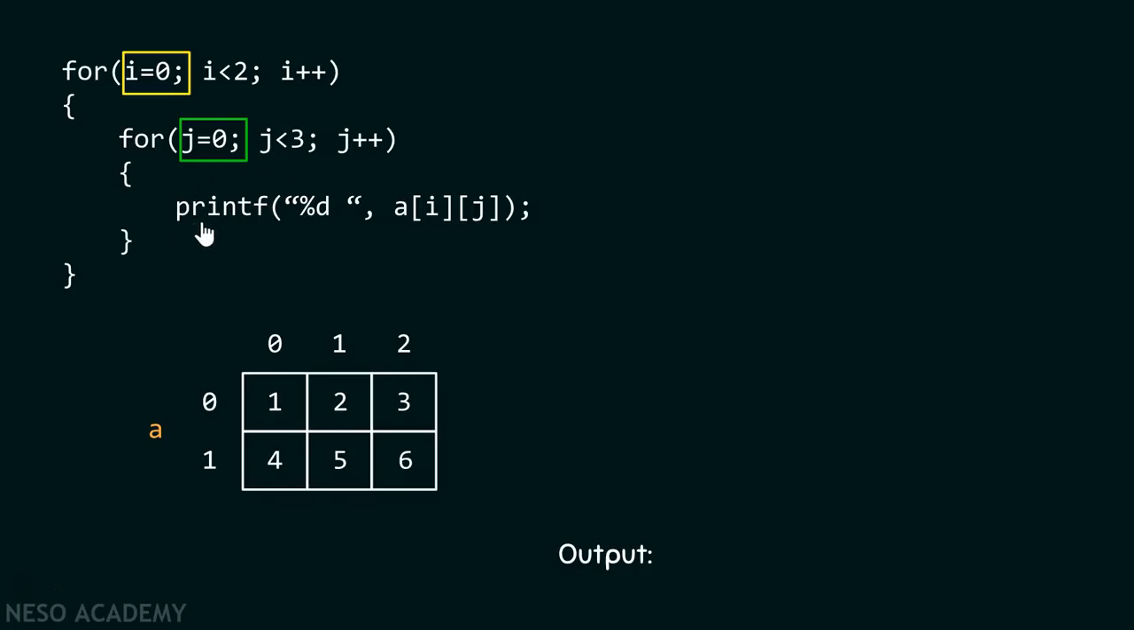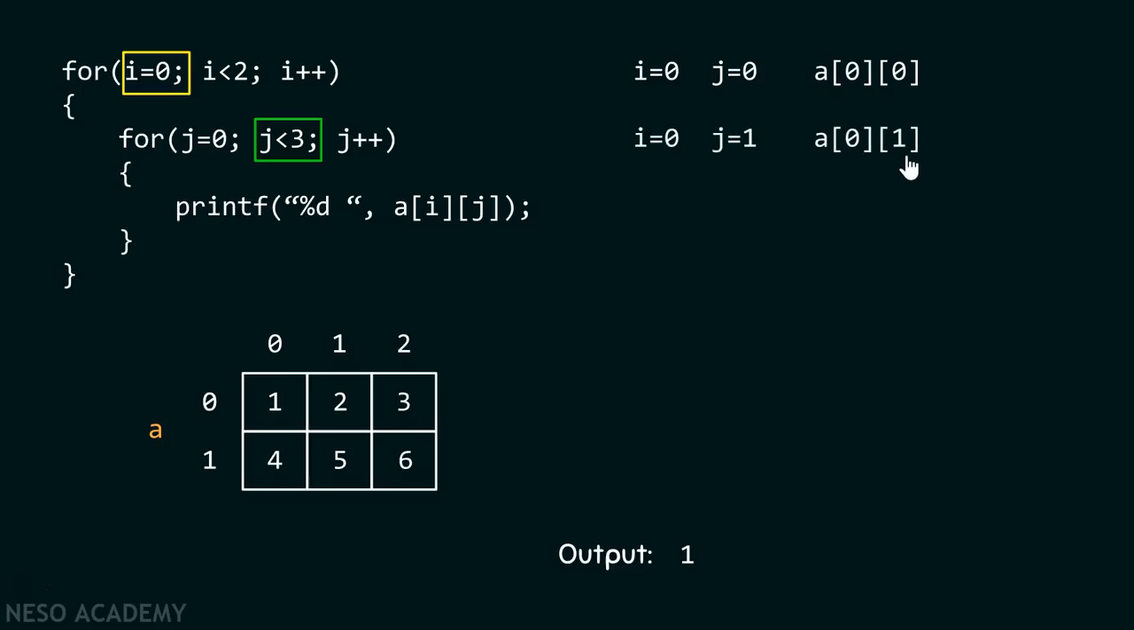Therefore, we will land at this point and we will print a[i][j]. This means we will print a[0][0] because i is also 0 and j is also 0. a[0][0] means we are accessing the 0th row and 0th column, that is this element. Therefore, this element will get printed on the screen. And then after that, we will land at this point, that is we will increment the value of j. j now becomes 1. Now we will check this condition: is 1 less than 3 or not? Yes, 1 is less than 3, therefore the condition is again satisfied. We will come to this point, we will print a[0][1]. That is 0th row and first column. This element we will print on the screen.